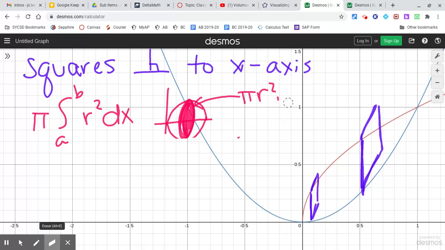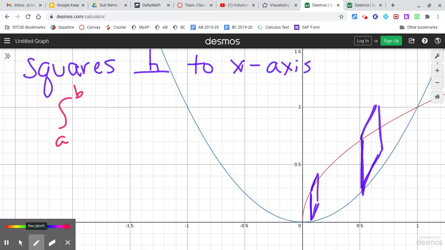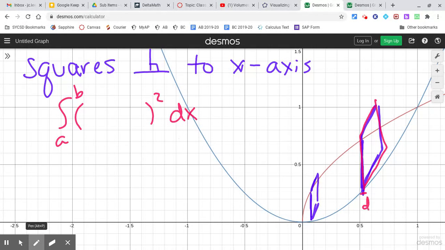So in the example we have here, we have root x on top and x squared below, and our cross sections are squares. If we know the area formula for a square, we can find the volume for this guy. The volume is going to be simply the integral from a to b of our side squared dx. Why side squared? Because that's the area formula for a square, and when we multiply that by that thin dx width, that gets the volume of one square.